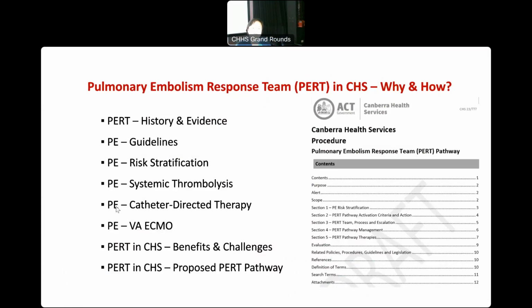So this is what we're going to go through. This talk is about PERT: what is the history and the evidence, the guidelines, how we risk-stratify them, and some advanced therapies that are available now. We'll talk about the benefits and challenges and this proposed PERT pathway.